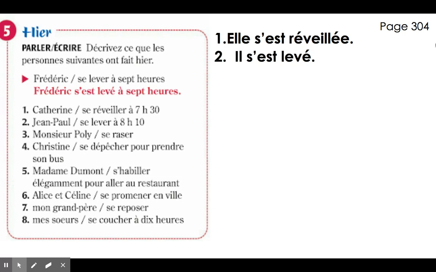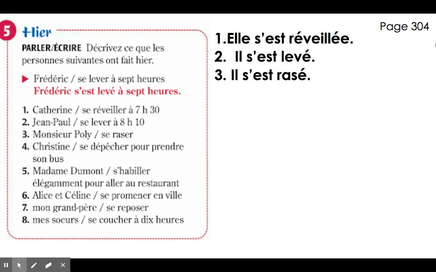Let's try another one. Jean-Paul se lever, to get up, à 8h10. So I want to say he got up. Il. Instead of se lever, I now have to put the helping verb in the middle. So it says il s'est, and then lever makes a past participle exactly the way you would do it if it was just lever by itself without the se. Let's try number 3. Monsieur Poli se raser. So we have Monsieur Poli to shave. Let's try this one. Il, he, right, is a guy. S'est rasé. He shaved. Il s'est rasé. Monsieur Poli s'est rasé.